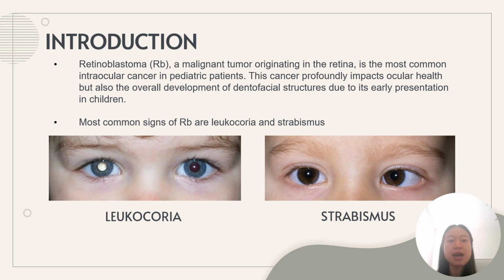This cancer can impact ocular health, but also the overall development of dentofacial structures due to its early presentation in children. Leukocoria and strabismus are the most common signs of retinoblastoma. As you can see in this picture, leukocoria means white pupil. The second most common early sign is strabismus, which is hypertropia in crossed eyes.